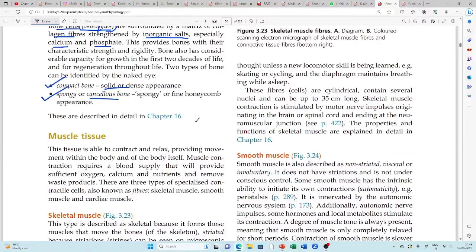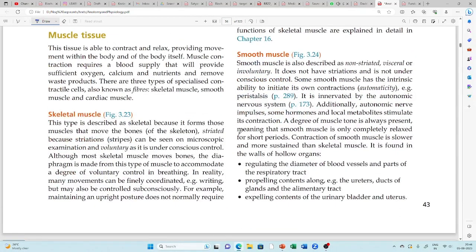Next classification. Here we have finished two types of tissues. In the first class I told you tissues are mainly divided into four types. First one is epithelial tissue, second one is connective tissue. The two classifications we finished. Third one is muscle tissue. Now we will see muscle tissue. It's also another important topic in tissue classification. You may get different questions from this area also.